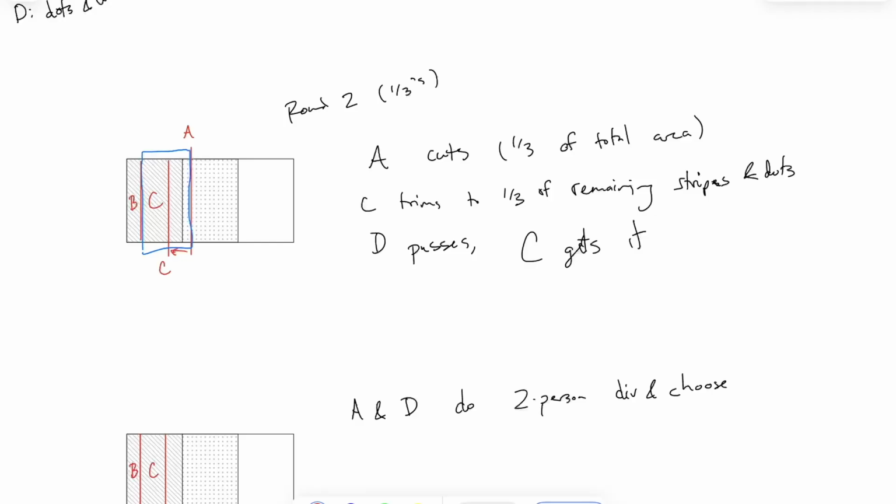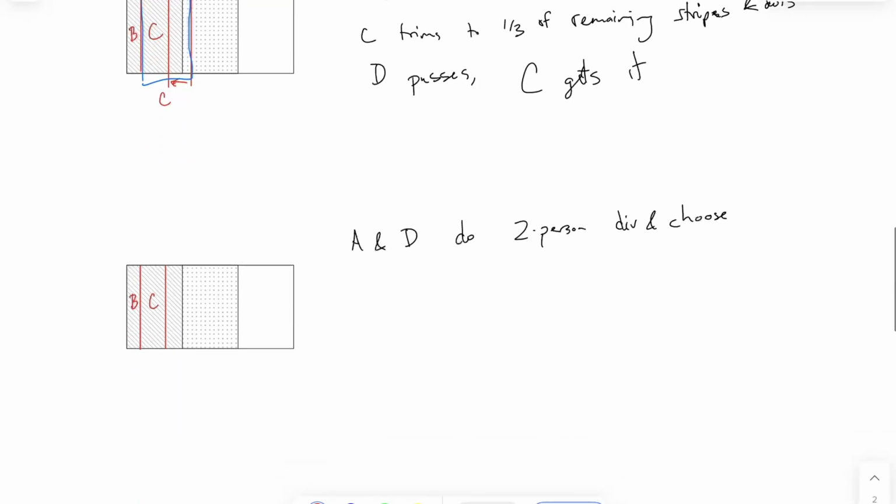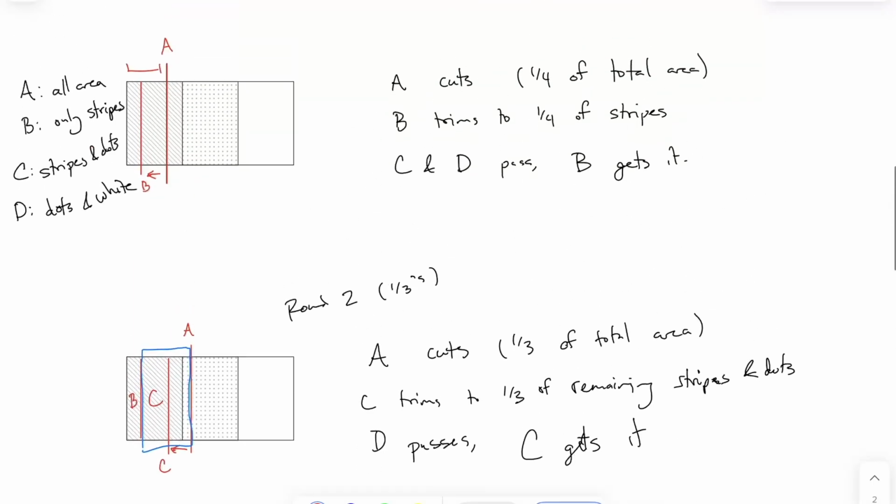So then why would C not have just picked B's piece in the beginning? Because it's the same as it. I think it's not. I mean, this is bigger than B's piece. C likes the stripes and the dots together, right? So that piece right here is less than 1/4 of the stripes and the dots together.